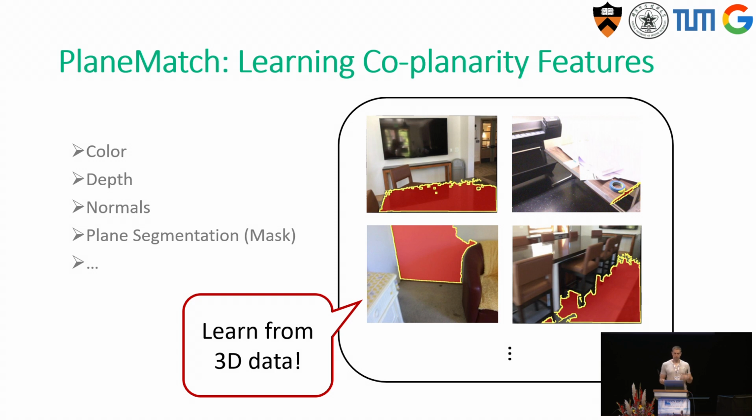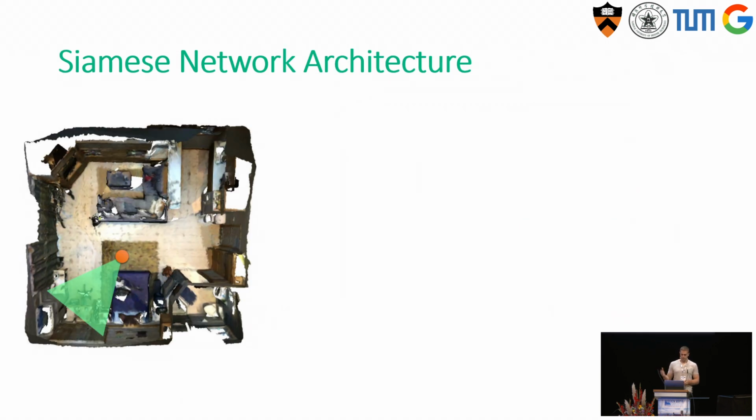So for instance, we could use color, depth, normals, and we can also use some plane segmentation based on a standard plane extraction method. And of course, since we have a lot of progress with deep learning methods, we could possibly learn these descriptors. And that's what we want to explore. In order to do that, we're proposing a Siamese network architecture.